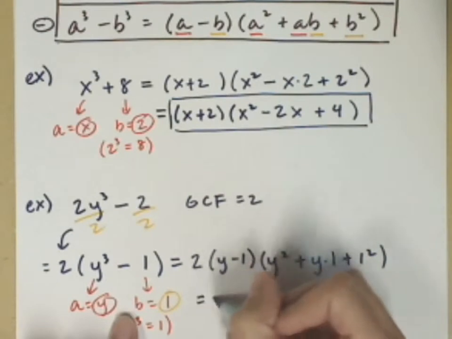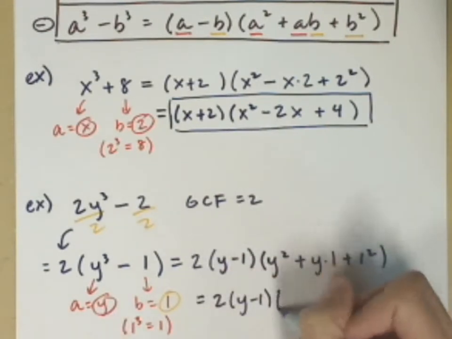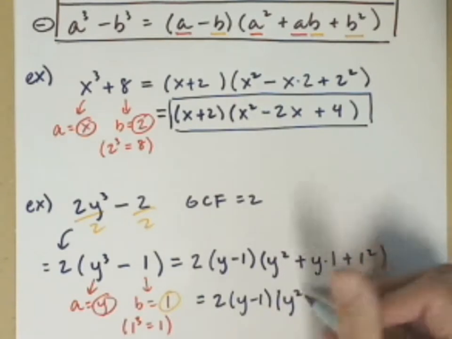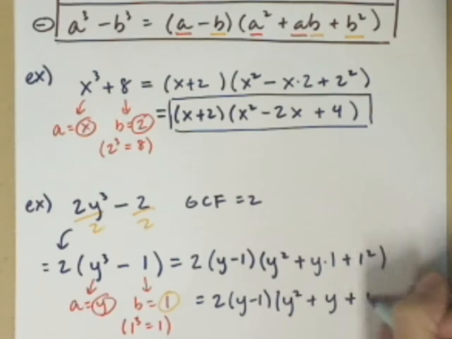And I'm going to clean that up just a little bit. There's my GCF of 2, y minus 1, and then y squared. I don't need that 1 there. I could have it, but I don't need it. Plus y, and then 1 squared is 1. This is my factorization.